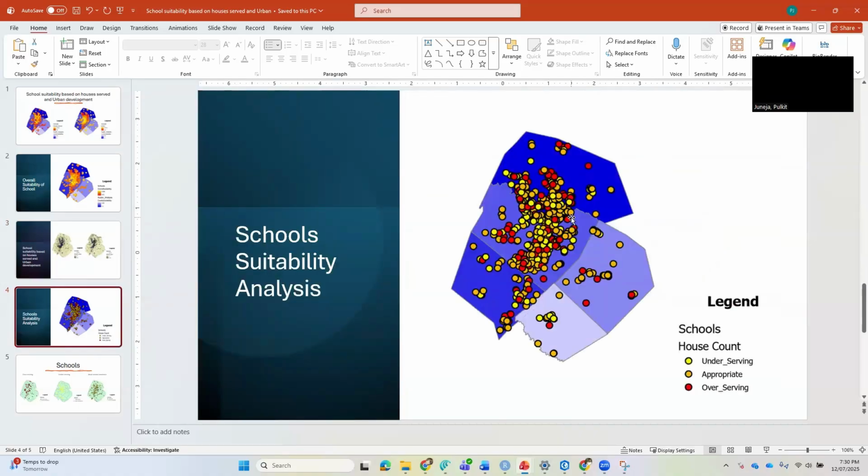And finally, this suitability analysis divided the schools into those which are in appropriate locations, schools which are underserving based on the houses count, and schools which are overserving. The schools which are overserving may need to plan for another school in the locality because there is too much population or expanding around that region. And the one that is underserving is basically the one that is not having too many houses or not covering many houses in that particular region.